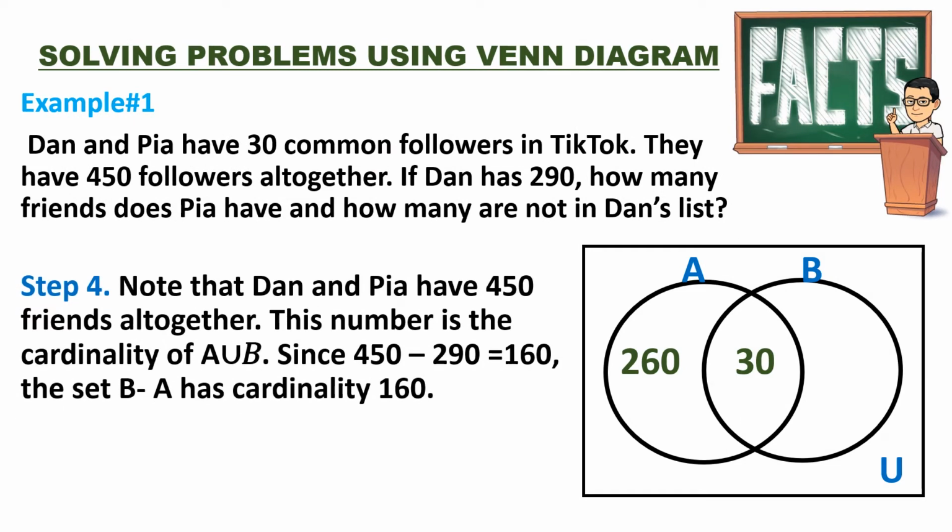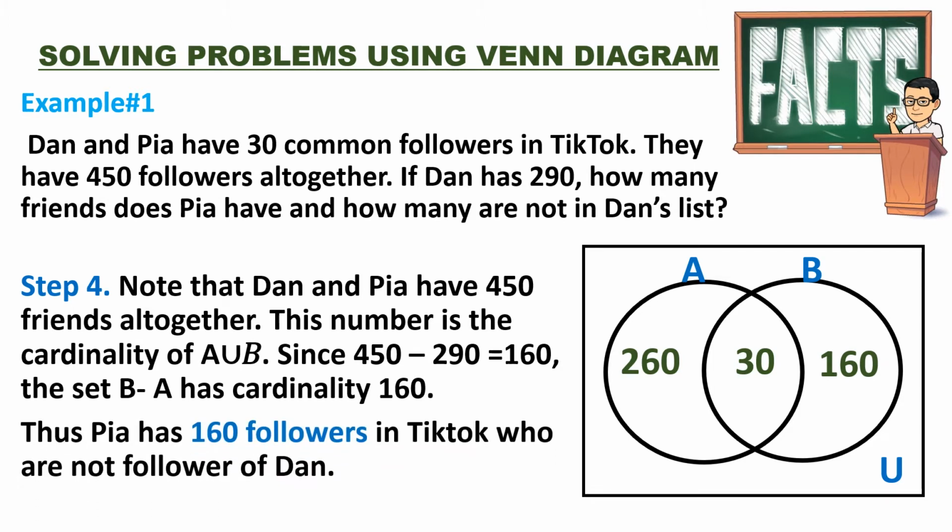Step 4. Note that Dan and Pia have 450 friends altogether. This number is the cardinality of A union B. Since 450 minus 290 equals 160, the set B minus A or B only has the cardinality of 160. Thus, Pia has 160 followers in TikTok who are not followers of Dan.